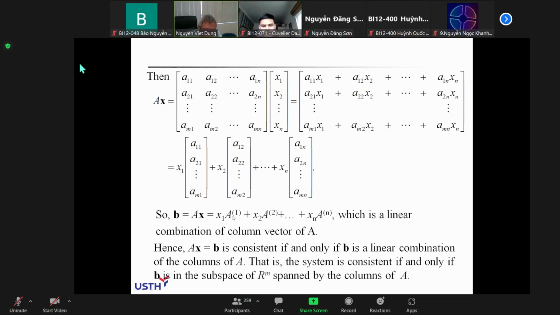or it is exactly x1 a1 plus x2 a2 plus xn an, and the equation saying that b equals Ax means b equals that combination. However, that is a linear combination of column vectors of A. It means that b lies in the column space of A. So we can see that Ax equals b is consistent if and only if b is a linear combination of columns of A, or b lies in the column space of A. So that is what we need to explain.